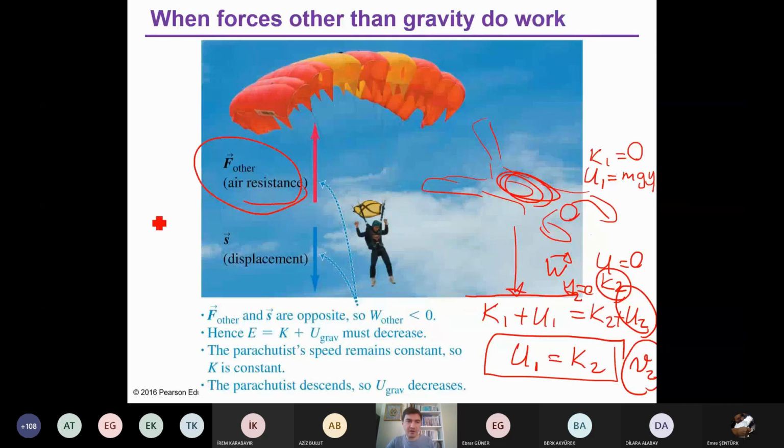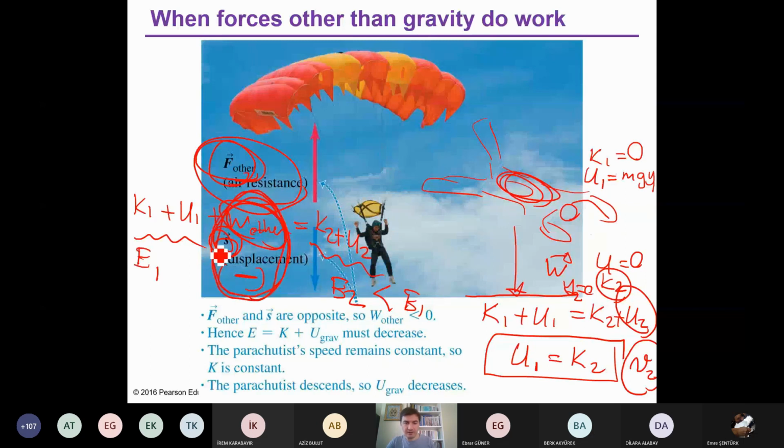So this is K1 plus U1 plus W other, due to F other, is equal to K2 plus U2. What about the sign of W other? It is negative, because F other and s are opposite to each other. So the final mechanical energy will be lower than the initial mechanical energy. Why? Because some part of the initial mechanical energy is lost due to W other. Then what about the final velocity? This final velocity will be lower than the final velocity in this case.